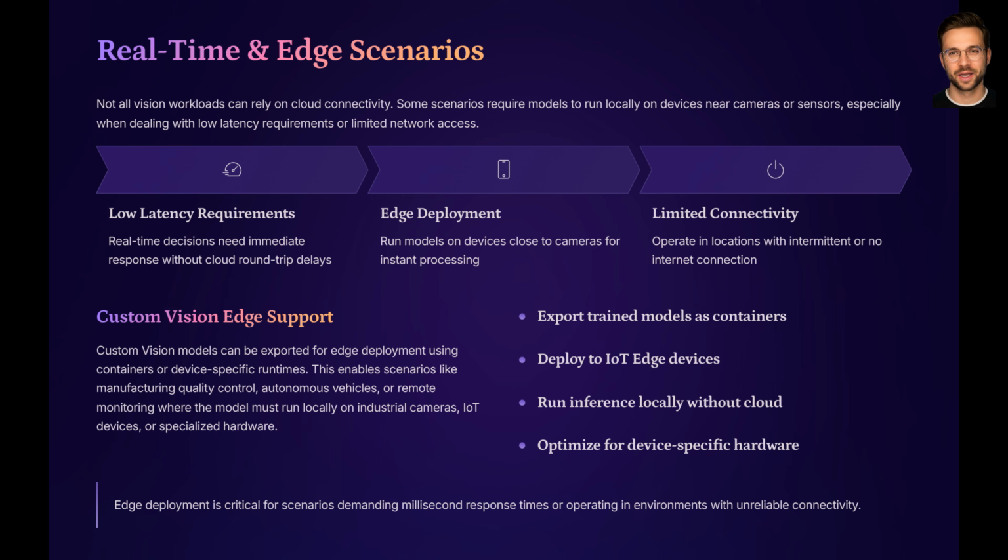For AI-900, you don't need deep details about deployment targets, but you should recognize that Azure AI Vision models can be deployed both in the cloud and on the edge to support scenarios like factory automation, on-site inspection, or offline analysis. If a question mentions run the model on a device close to the camera or limited connectivity to the cloud, it often hints at a deployment to the edge.